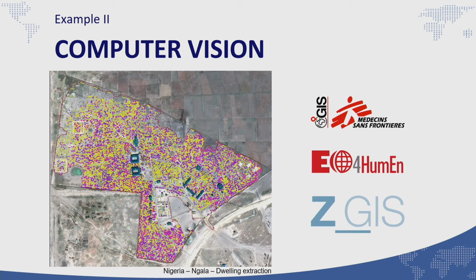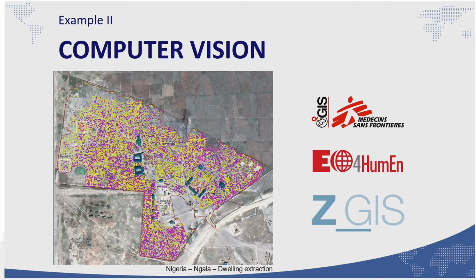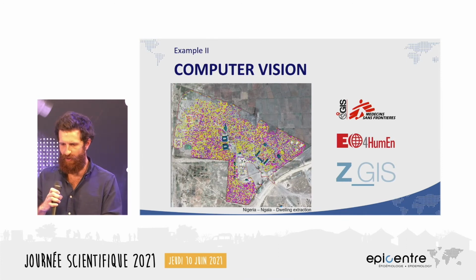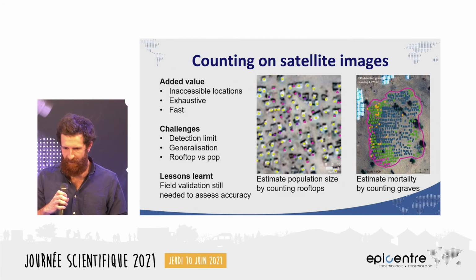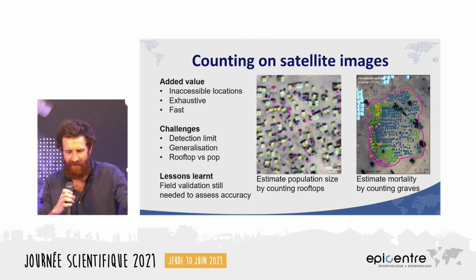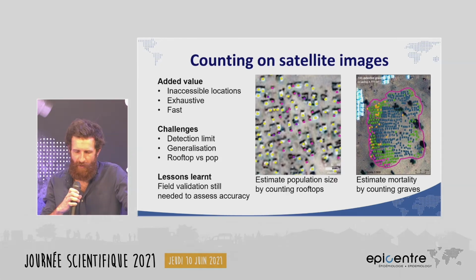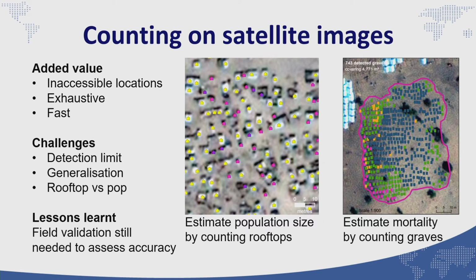Let me turn to the second example, which is about computer-based satellite image analysis. It's a collaborative project with the GIS unit and the EU for Human team at the University of Salzburg. These new tools can, for example, automatically count all the buildings in a displacement camp to estimate the population size. It's quite exhaustive versus what you do with traditional or conventional methods, and it's also a way to save time. It can be repeated time and again to monitor the changes in the camps.